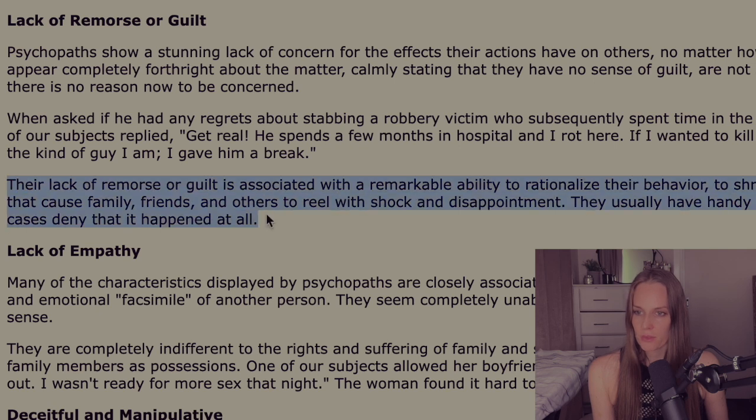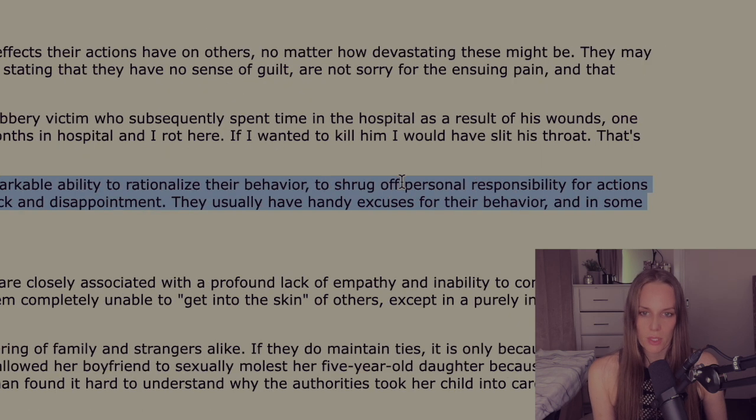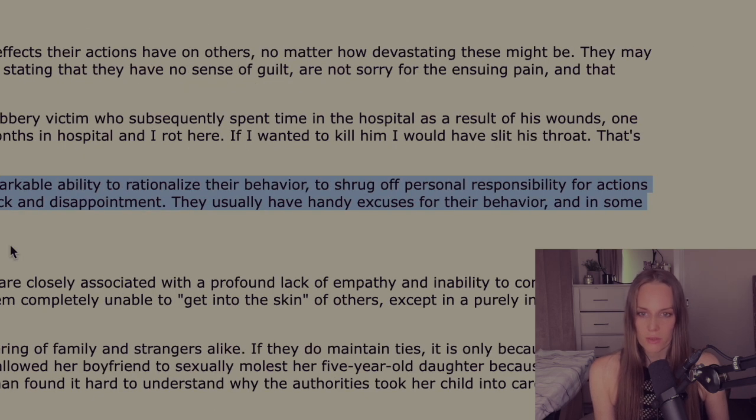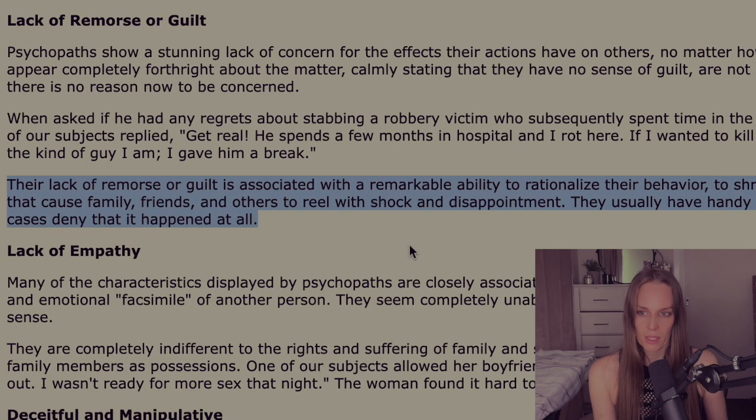Their lack of remorse or guilt is associated with a remarkable ability to rationalize their behavior, to shrug off personal responsibility for actions that cause family, friends, and others to reel with shock and disappointment. They usually have handy excuses for their behavior and in some cases deny that it happened at all.